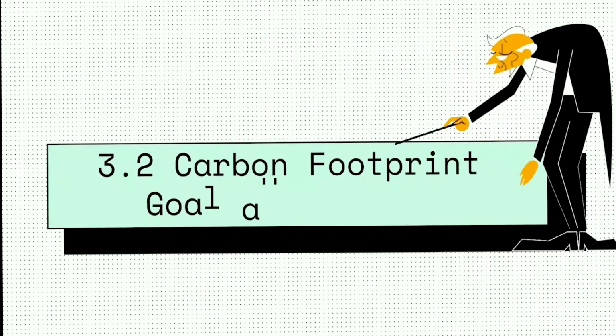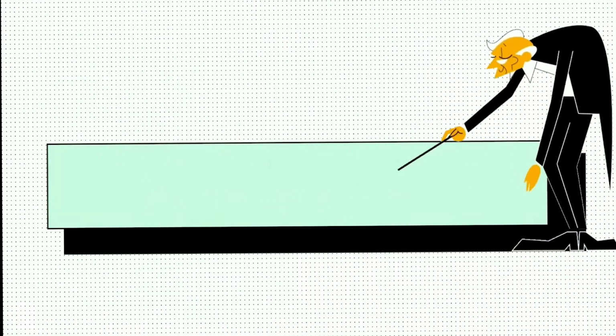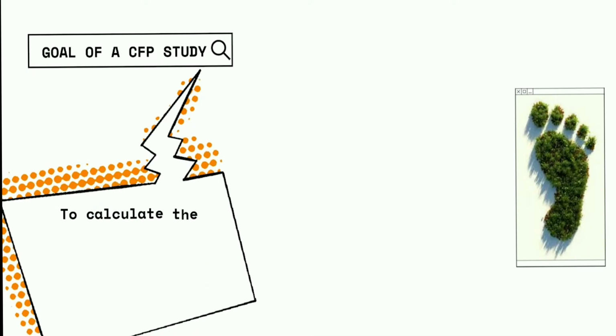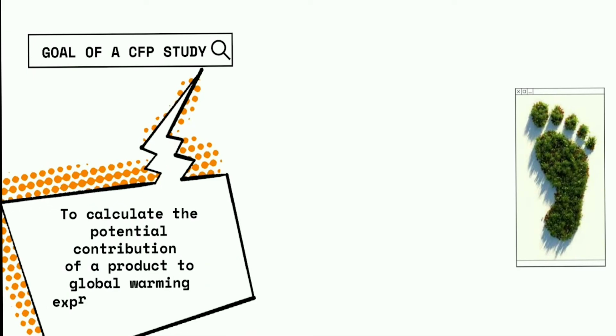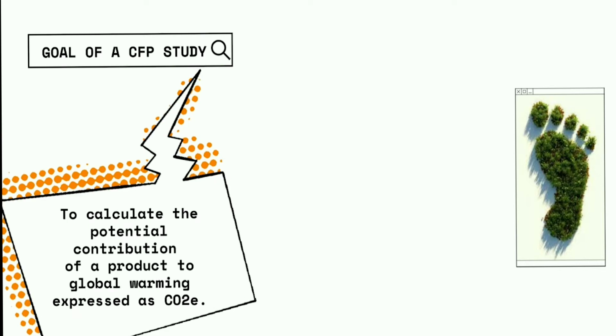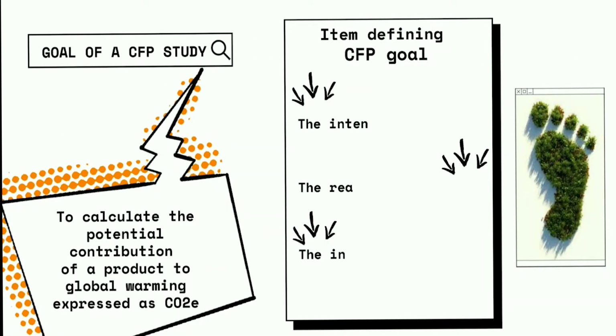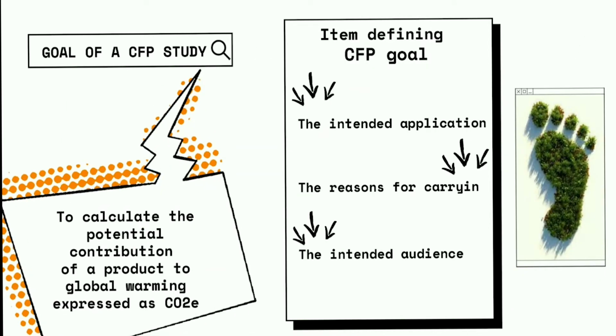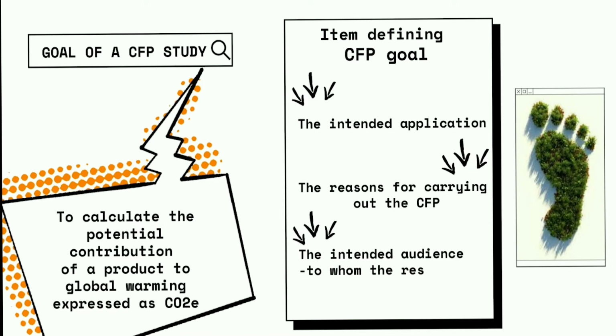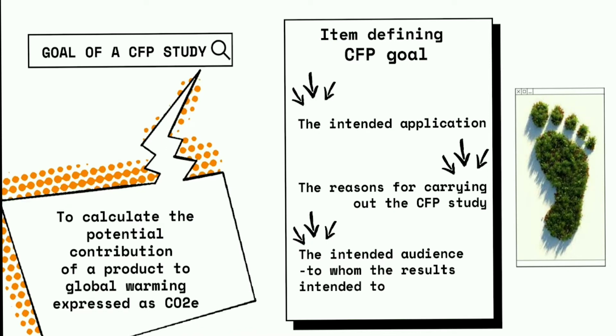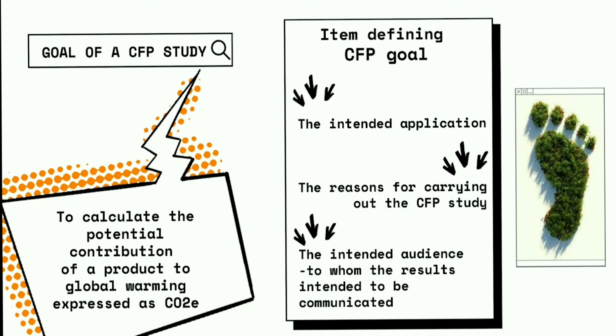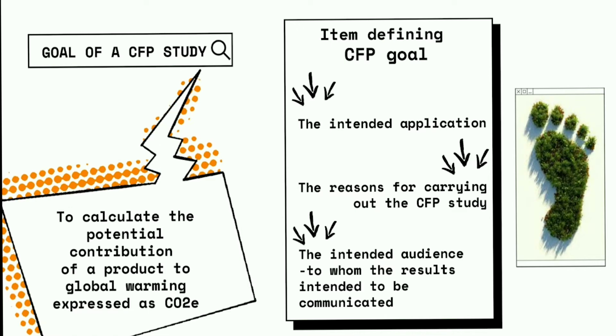Okay, we will move to the goal and scope of CFP. The goal of a CFP study is to calculate the potential contribution of a product to global warming, expressed as CO2e, by quantifying the GHG emissions and removals over the product's life cycle. Next are the items defining the goal. The first item is the intended application. The second item is the reason for carrying out the CFP study, and the last item is the intended audience to whom the results are intended to be communicated.